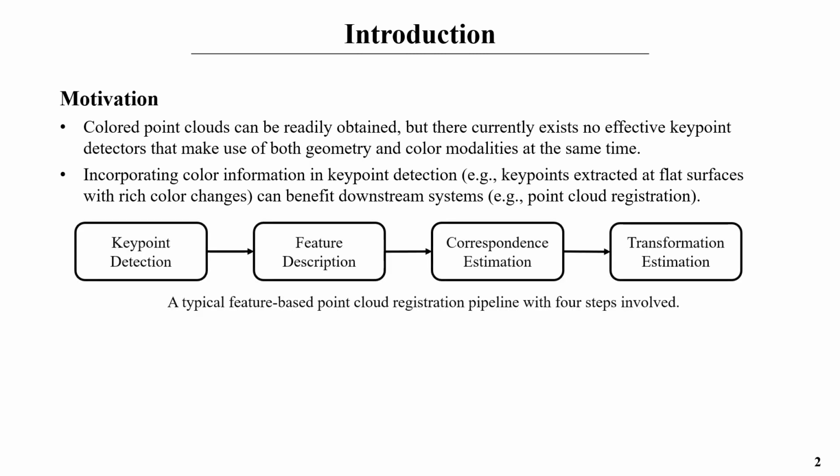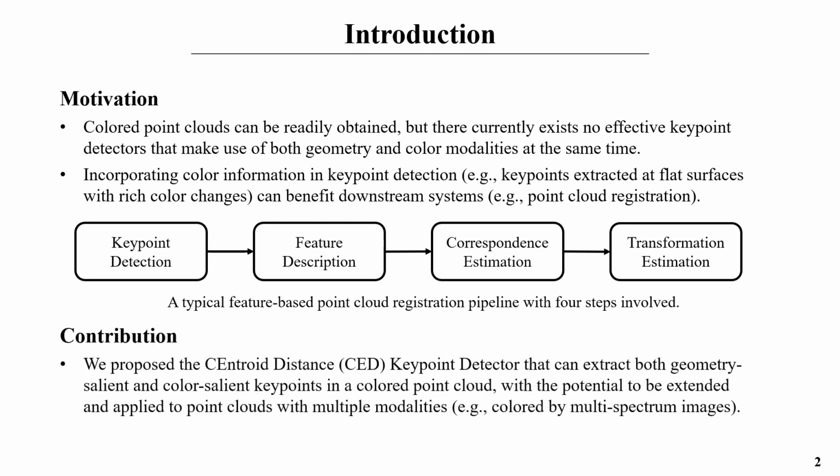For example, in a typical feature-based point cloud registration pipeline, the feature description is highly dependent on where the keypoints are extracted. To fill in the gap, we propose the central distance keypoint detector that can extract both geometry salient and color salient keypoints in the color point cloud.